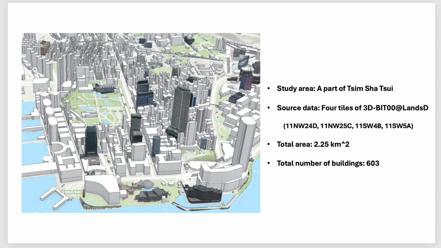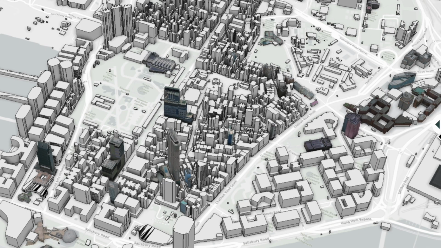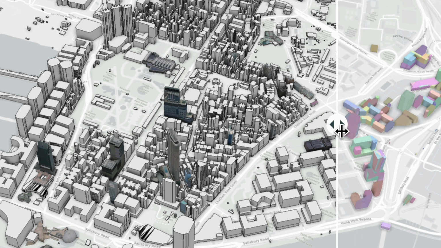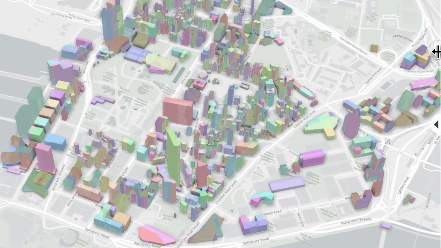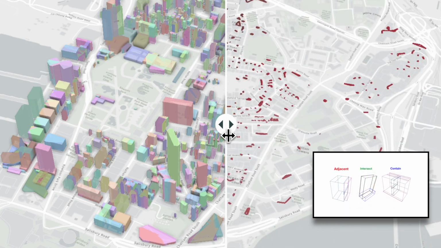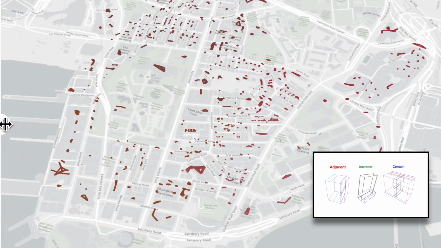Our study area is a part of Tsim Sha Tsui. The source data are the 3D building instances released by the Lands Department. Here are the results of building decomposition, which are colorized based on the decomposed components and buildings. We then assembled the components by their topological relations to form a graph for each building.